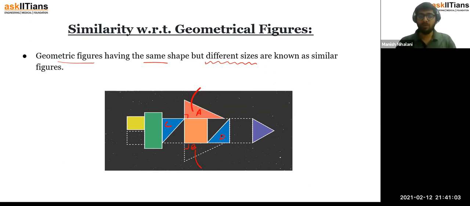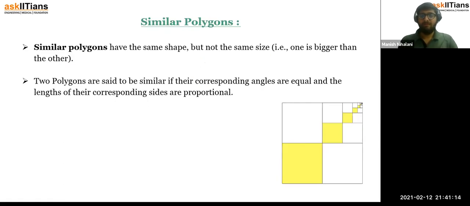Now here you have all the geometrical figures, that is, a rectangle, square, circle, and a triangle as well, right? So let's quickly move ahead. Next we will be talking about similar polygons now. So what are similar polygons? Similar polygons have the same shape again but not the same size.